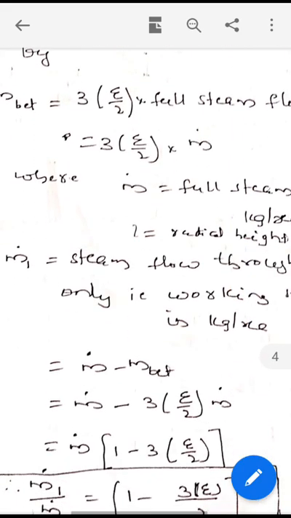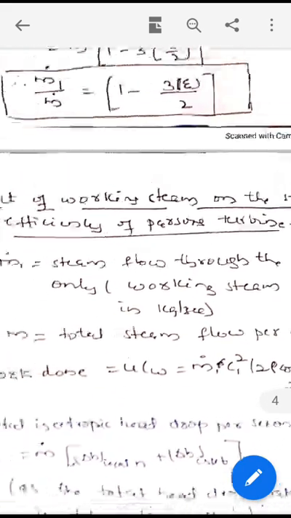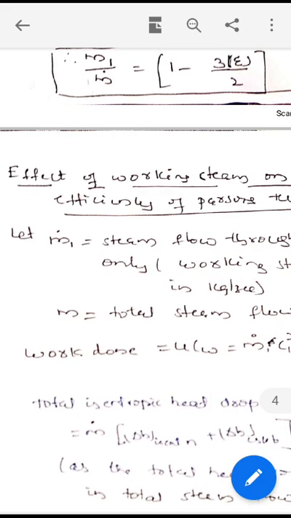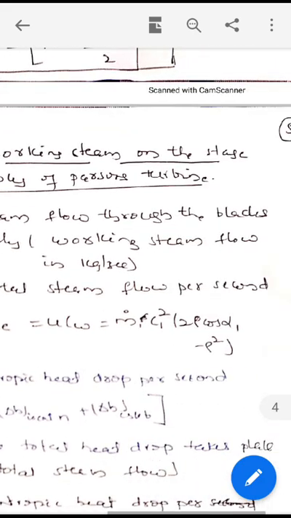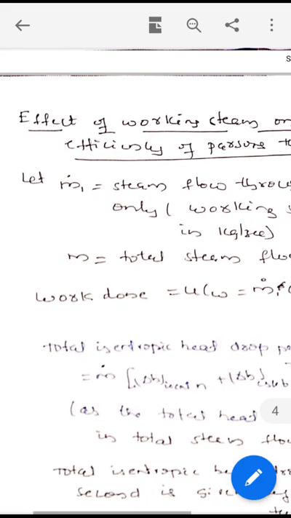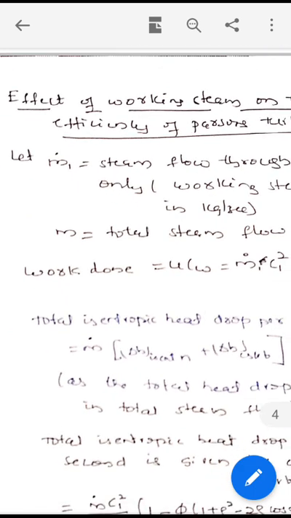Then we want to study the effect of working steam on the stage efficiency of a Parsons turbine. What is working steam?